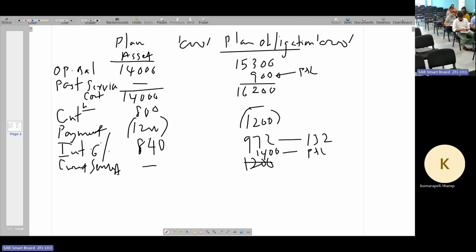What is the closing balance? 14,300. Right? Take the difference.